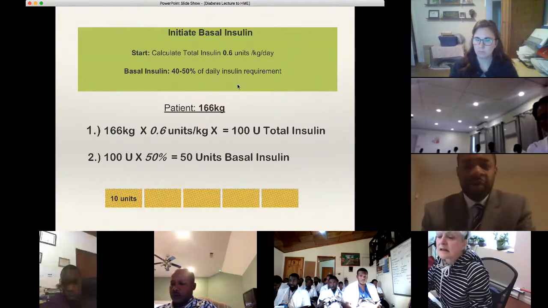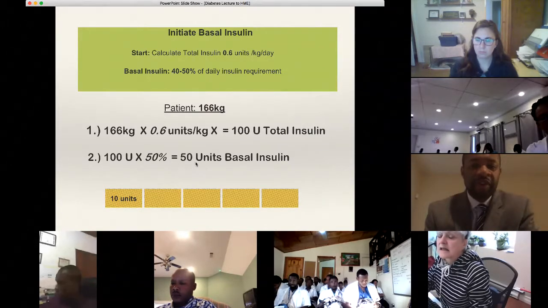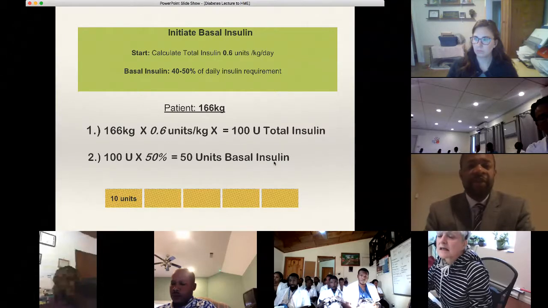So in total, we've decided that we're going to give this unit 50 units of basal insulin based on his weight. We're going to give him 50 units of basal insulin.